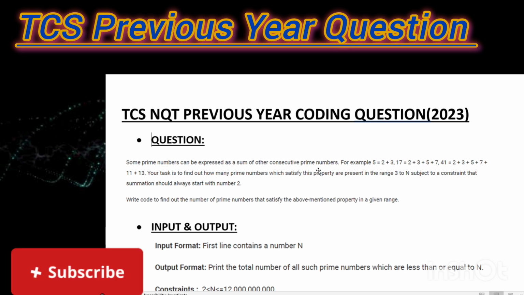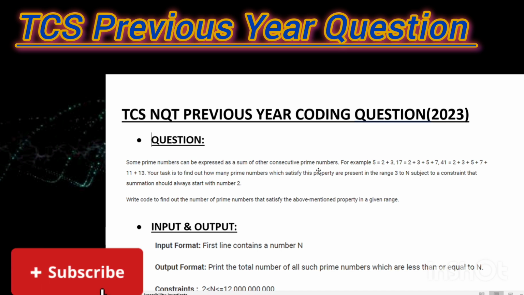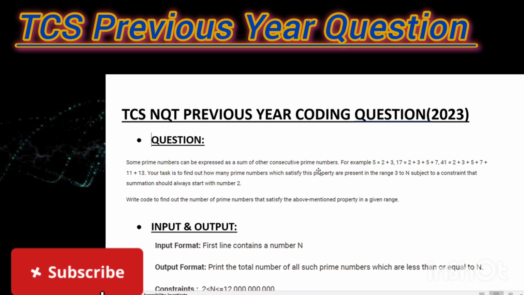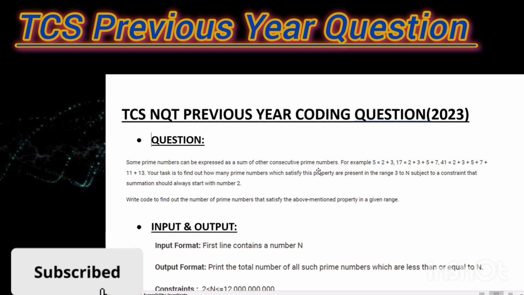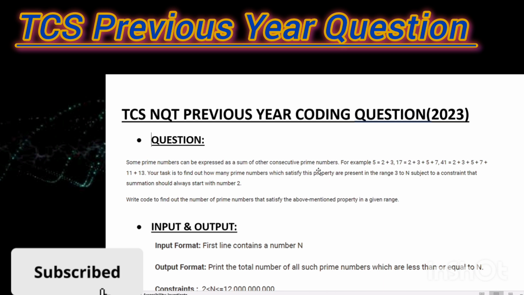The whole question is based on prime numbers, and we have to find those prime numbers which can be represented as the sum of other prime numbers. So what is the task? Basically, we have to find out how many such prime numbers are there which satisfy this property and are present in the given range.